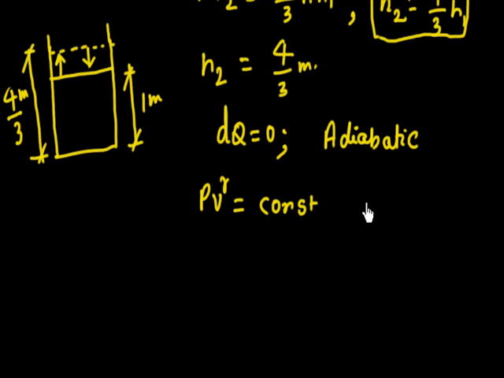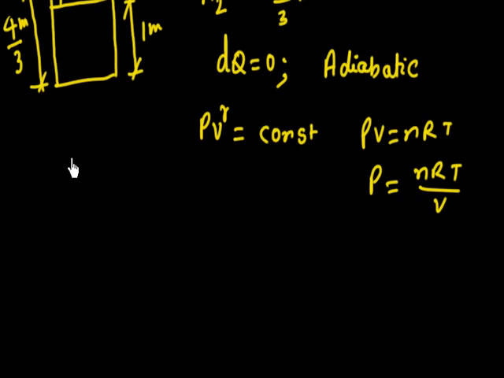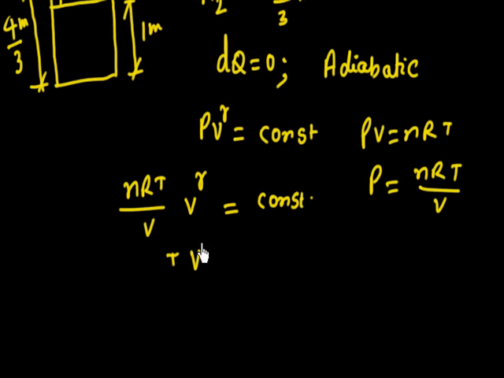But now I have to find temperature, so I can change this equation in terms of T and V variable. So PV is equal to nRT. So P is equal to nRT by V. If I plug this value here, so this is nRT by V into V to the power gamma. This is constant. Now you see, I can write TV^(gamma minus 1). This is T, and nR is constant, so I will have a new constant. Let us call this constant.